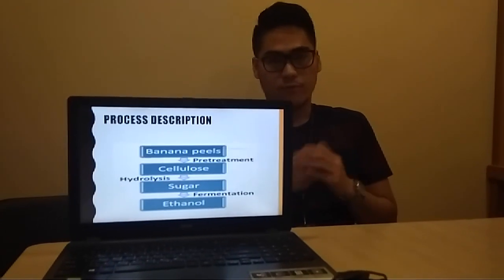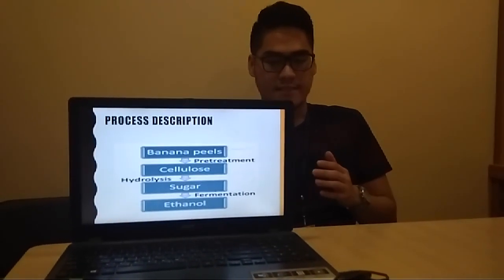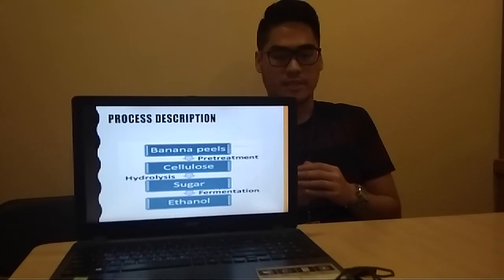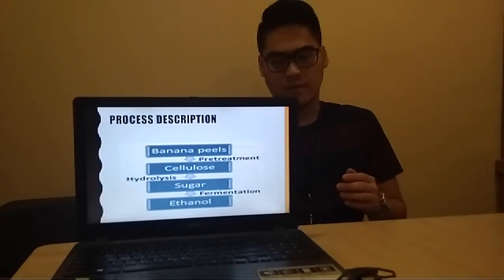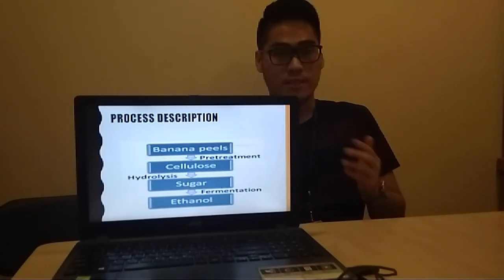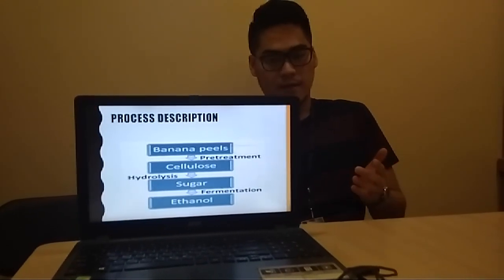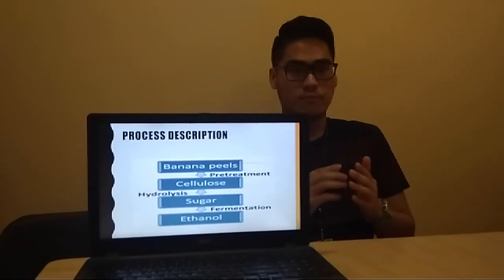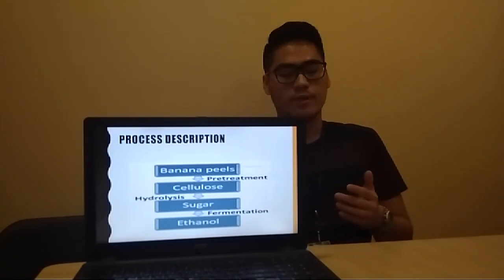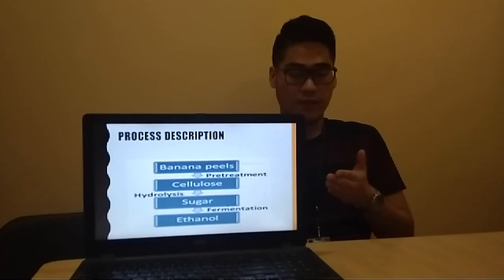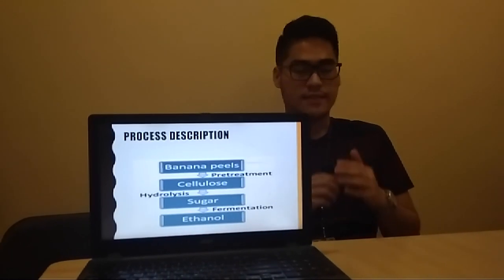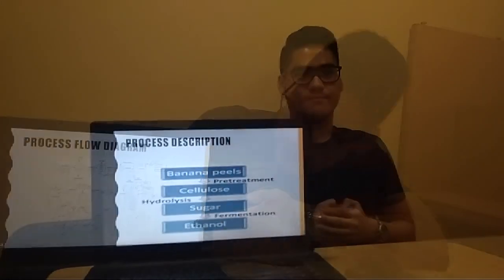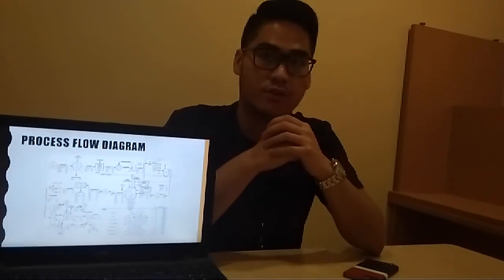Then comes hydrolysis, which degrades the polysaccharides found in the biomass into monosaccharides, which enhances the fermentation process. In the final stage of the bioethanol production, fermentation takes place, where a certain type of yeast converts the monosaccharides and some disaccharides into ethanol. Upon completion of the fermentation process, the resulting samples are further centrifuged, and then the bioethanol produced is analyzed using chromatography.